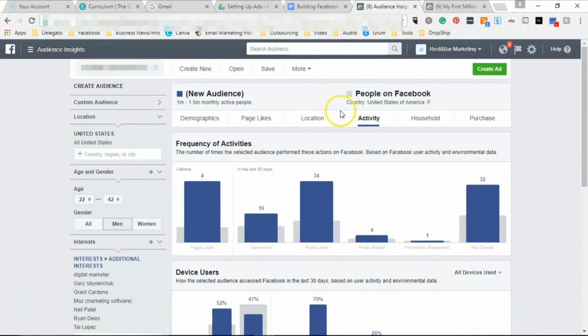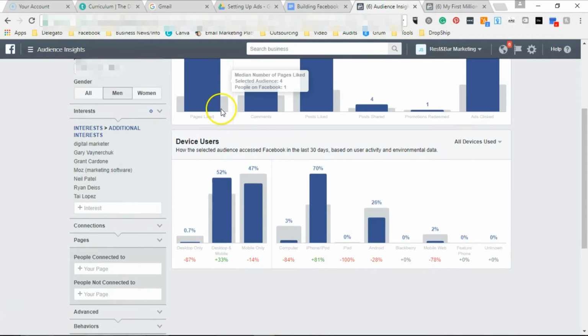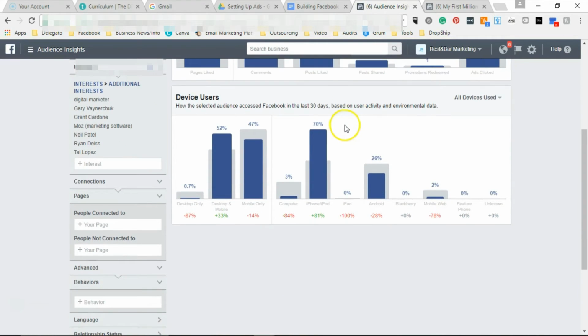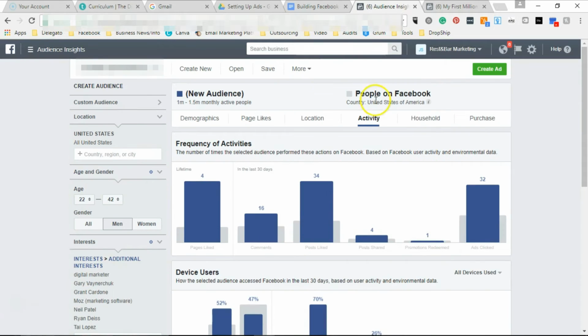You want to look at activity, and this is just frequency of activity. So if they like pages or posts, if they share pages or posts, and then what types of devices they're using. You can see there's a high affinity for iPhone users, very, very high affinity here. See, Android doesn't actually have a very high affinity at all. So that might be something you could target. You could target straight up iPhone users as an interest if you wanted to.